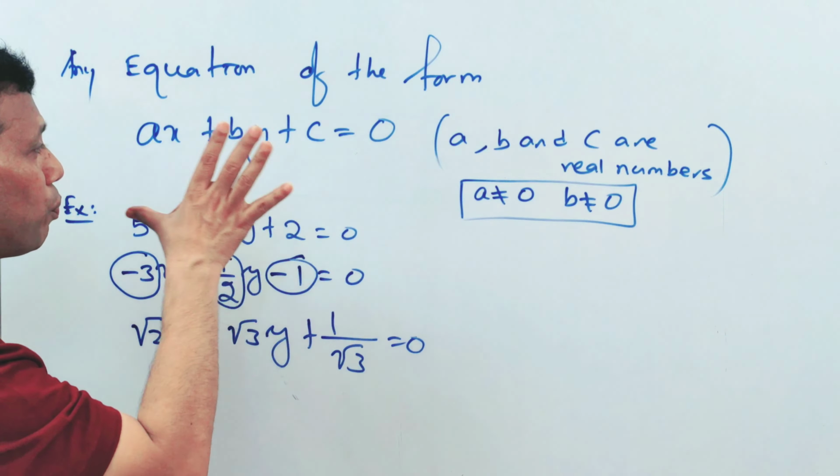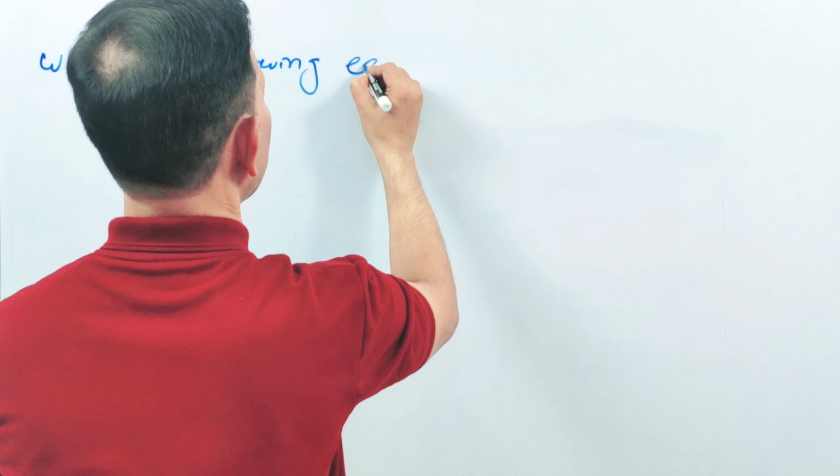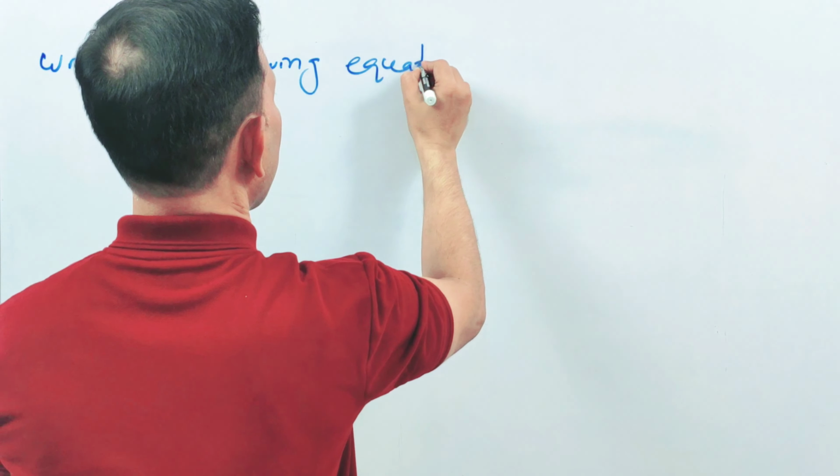Okay, so we learnt till now what is a linear equation in two variables and what is the general form, that is ax plus by plus c is equal to 0. Now my question is: write the following equations in ax plus by plus c is equal to 0 form, right? Now this is example 1.